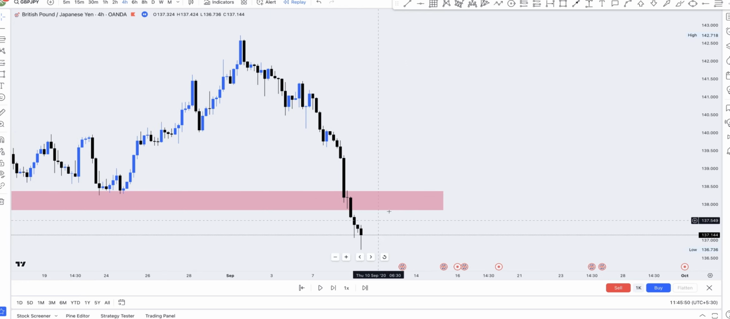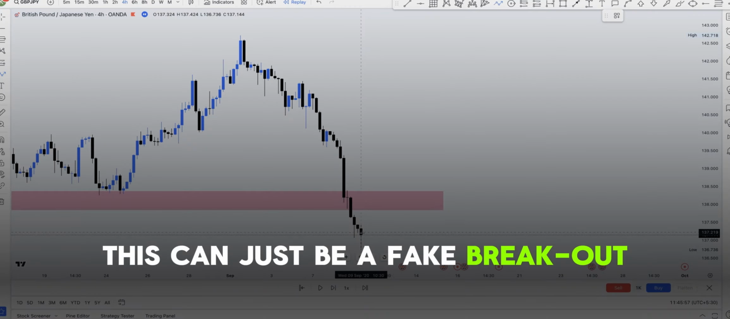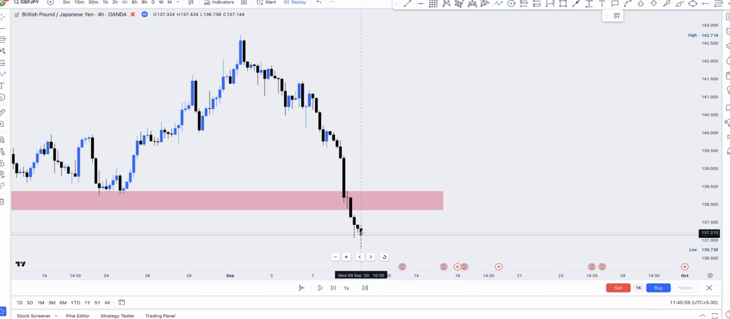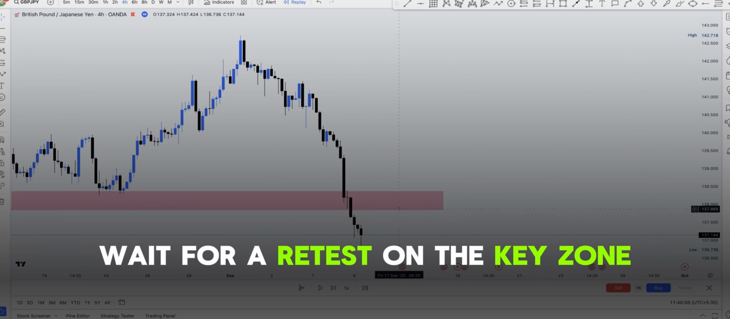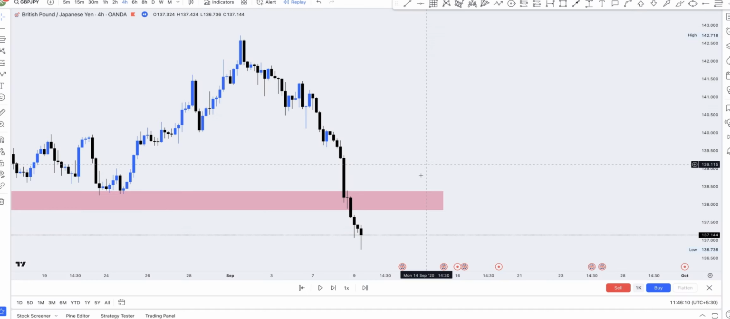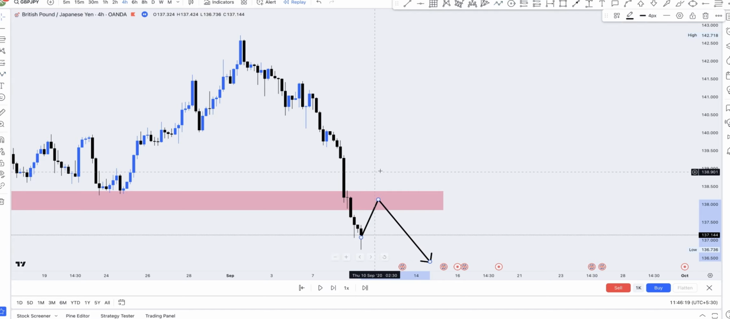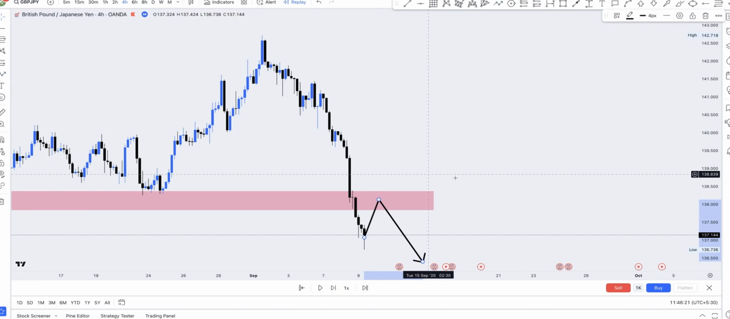The reason why we always say you should wait for an exhaustion or a retest or a pullback is because even though price has broken out of this, it can just be a fake breakout. Even though price has broken out of this, we can see that price will continue moving again to the upside. That is why it's advisable that you wait for a retest on the key zone with your confirmation pattern. Then you can now take a trade. So we can just wait for something like this, then continuation to the downside.